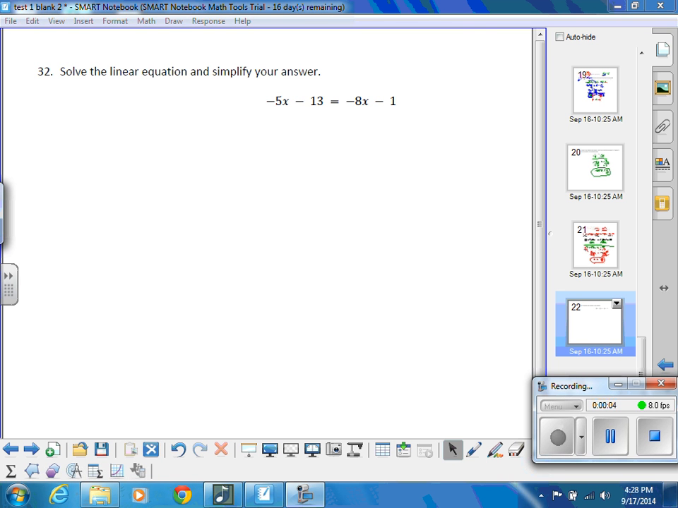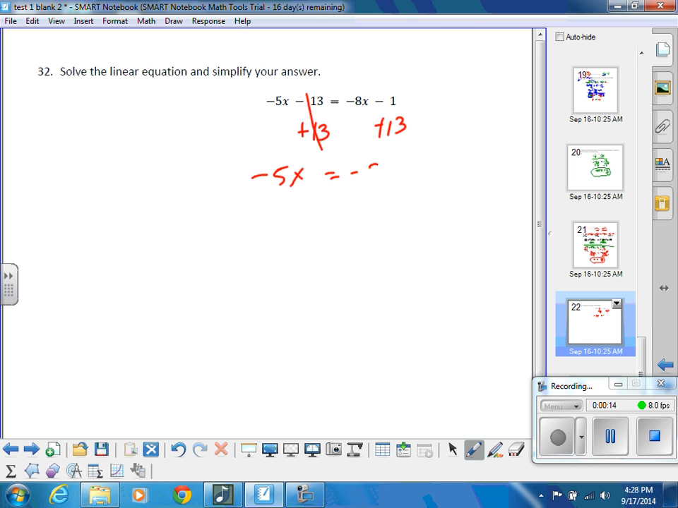Can solve this linear equation. So from here, I'm taking my numbers to one side and the variables to the other, so I'm just going to add my variables. Start there. And I'm going to have negative 5x is equal to negative 8x. Negative 1 plus 13 is going to give me plus 12.